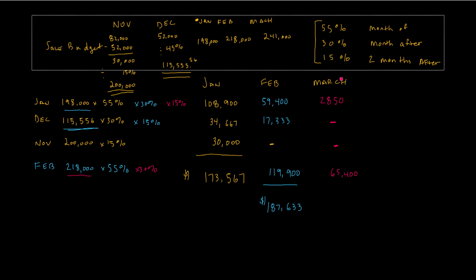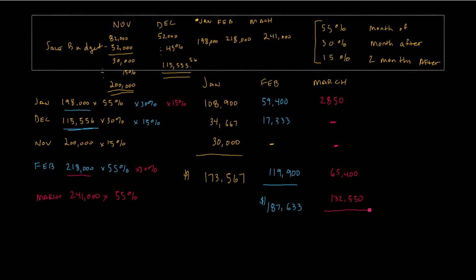Okay. Now, in March, am I going to collect anything else? Well, sure. I'm going to collect 55% of March's sales. So in March, my sales are $241,000 times my 55%. Okay. So if I take the sales of March, 241,000 times 0.55, that gives me $132,550.